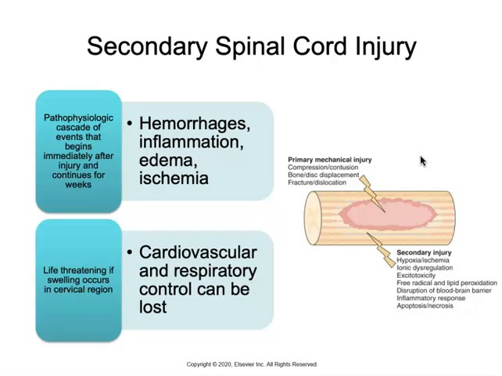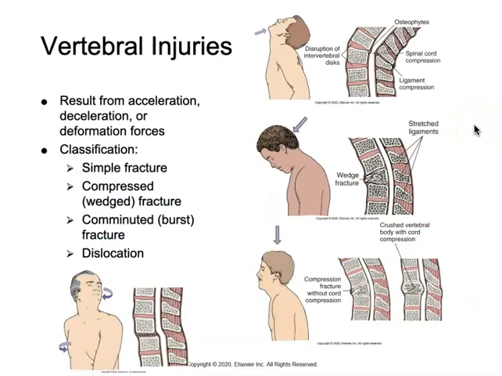Reason being is that that is very close to our brainstem, right? Where we have those cardiovascular and respiratory centers. And preventing inflammation and managing that swelling early is going to be critical to make sure that we reduce long-term complications. Let's talk about some vertebral injuries next.